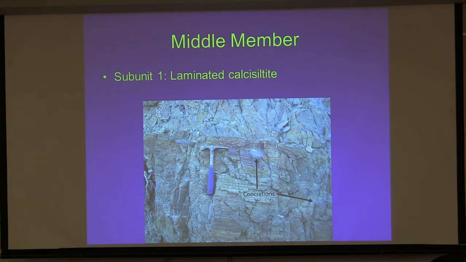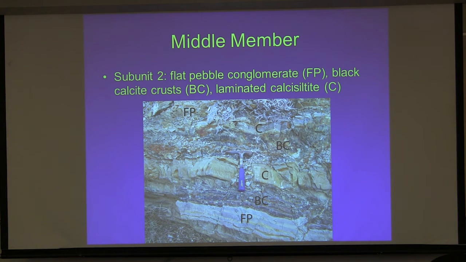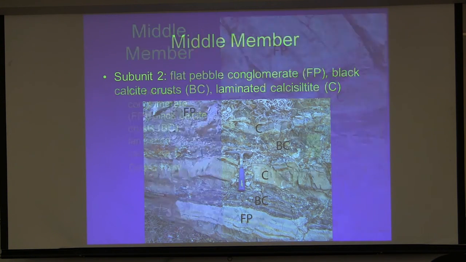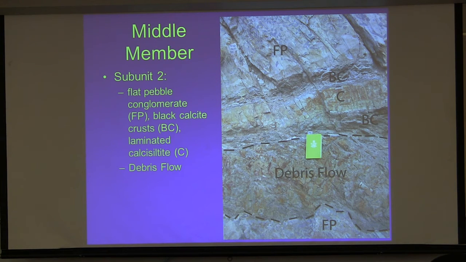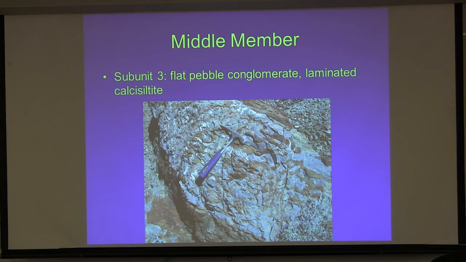Subunit 1 was all laminated chalcocyltite with limestone concretions in here. Subunit 2 consisted of interbedded flat pebble conglomerate, black calcite crusts, and laminated chalcocyltite. Subunit 2 also showed slope features such as a debris flow right here. Subunit 3 had the flat pebble conglomerate and laminated chalcocyltite, but did not have the black calcite crusts of subunit 2.